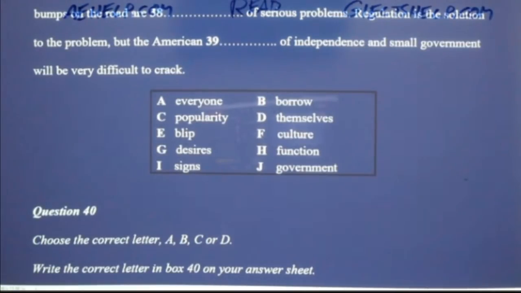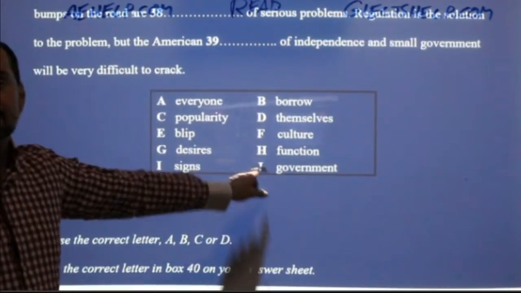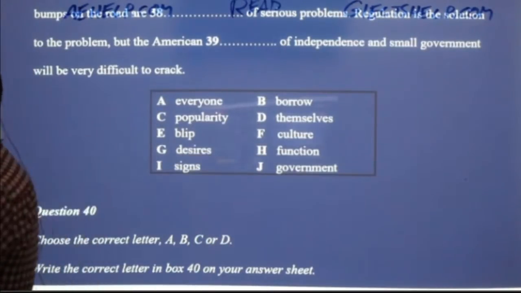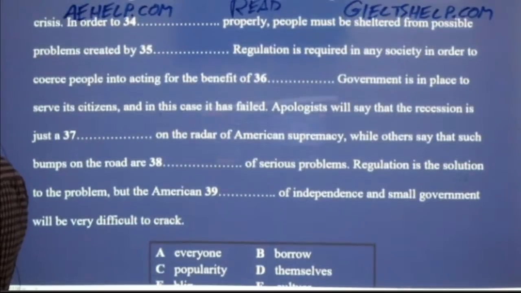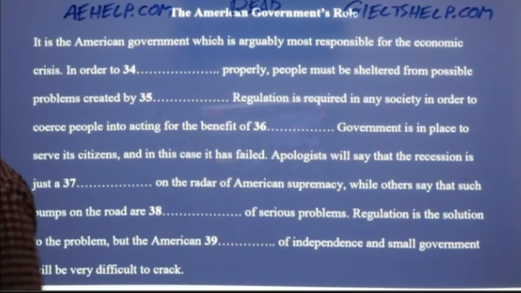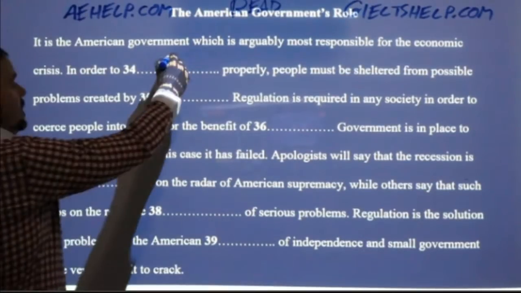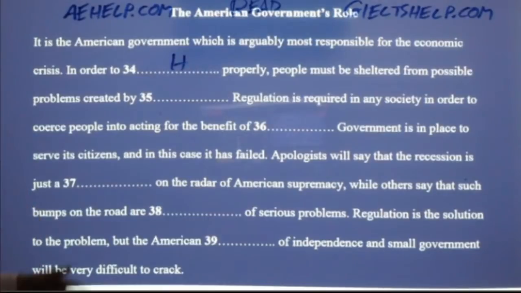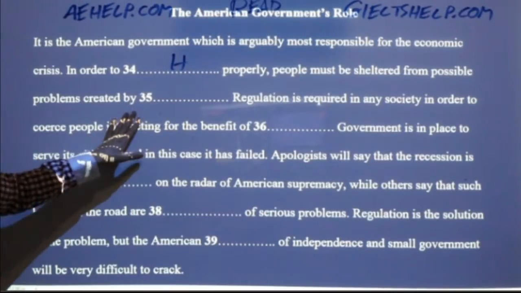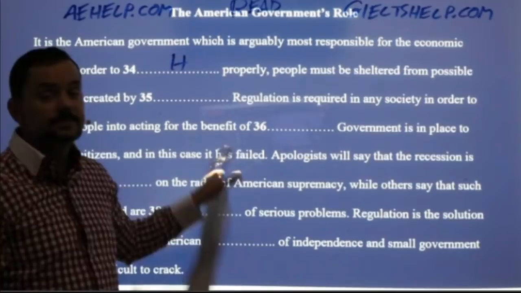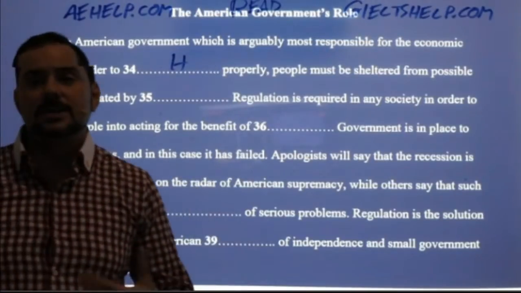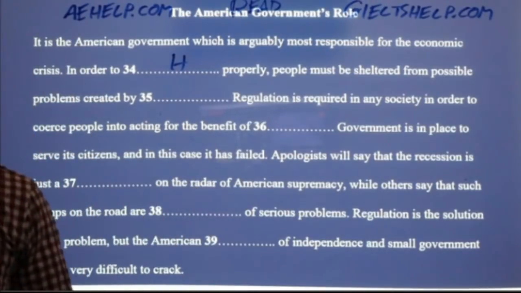It's in there. If you have the perfect match, go with it. Don't choose anything different. So in order to function properly, people must be sheltered from possible problems created by something. What is it created by? So what are the problems created by?